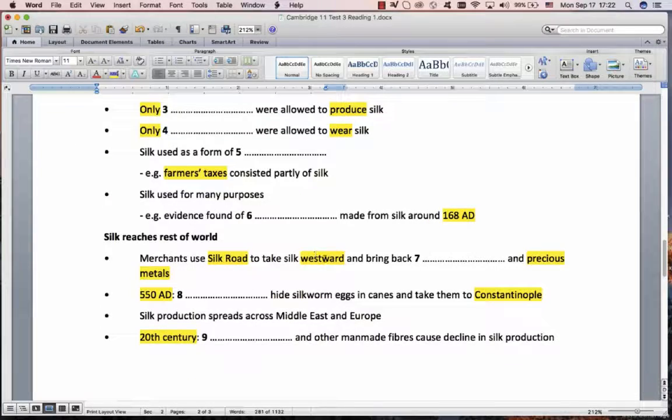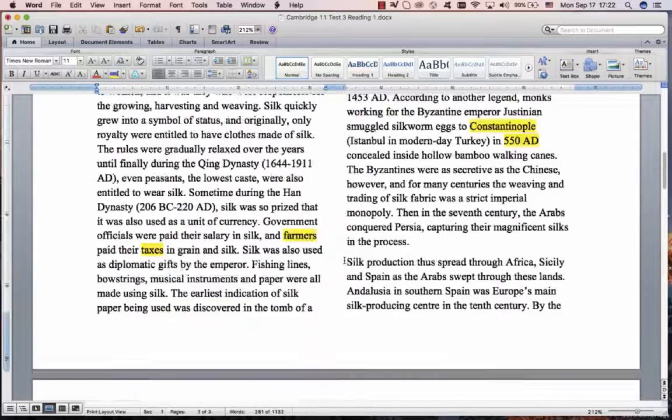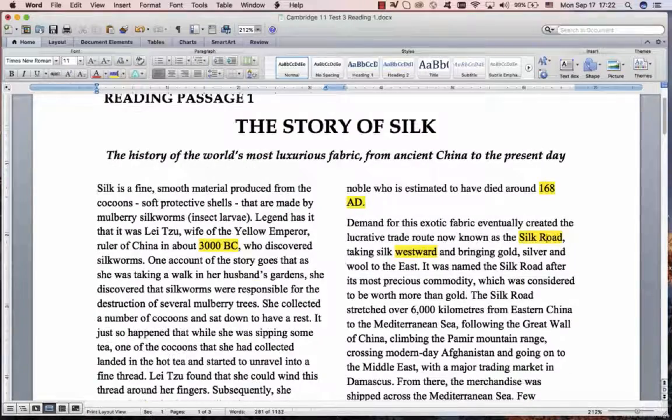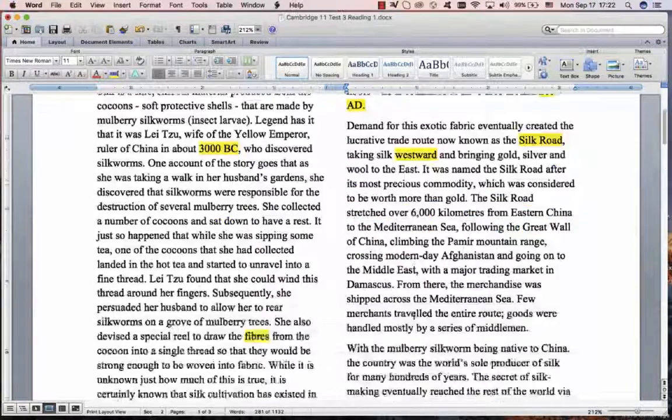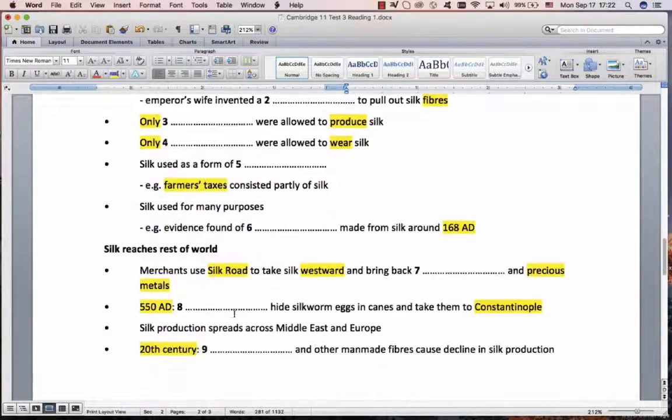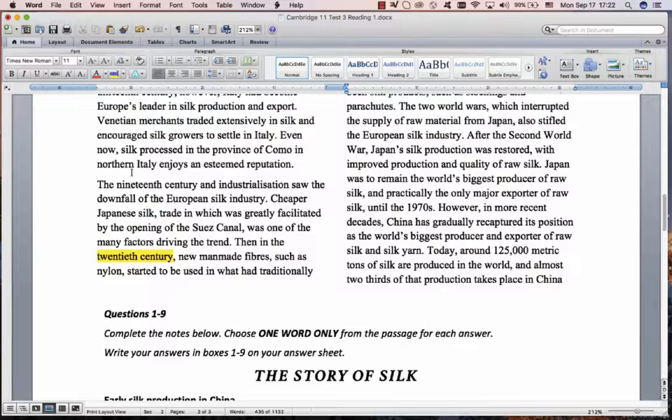Actually, immediately I saw Westwood right next to Silk Road when I was scanning. Silk Road was there, Westwood was right there. I might even just start with this one because I know exactly where that is now. And 550 AD, quite easy to find. 20th century wasn't so easy, but I saw 19th century, so I knew it was going to be coming soon after 20th century there.